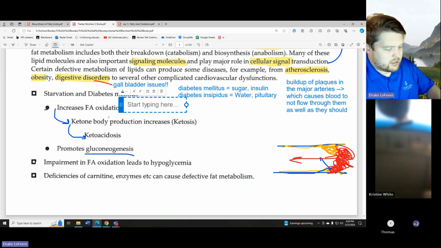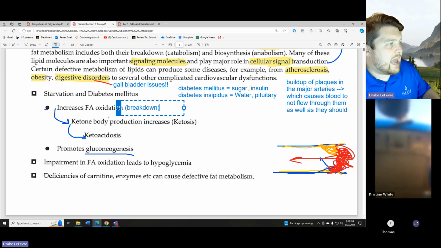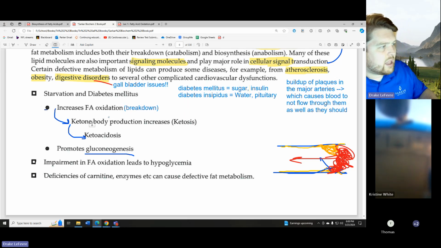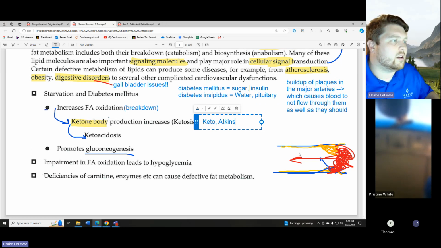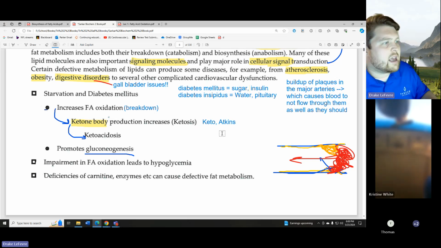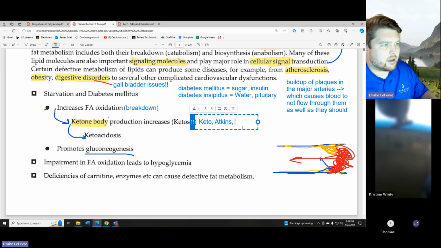Oxidation in this case means breakdown. So we're going to be breaking down the fatty acids, the fatty acid chains, and we produce these guys called ketone bodies. Ketone bodies, if you've ever heard of the trend diet keto, that's what it's short for, where you don't eat, or the Atkins diet is another version of it, where you don't eat any carbs and force yourself into ketoacidosis. Carnivore diet is another one of these that essentially does the same thing.